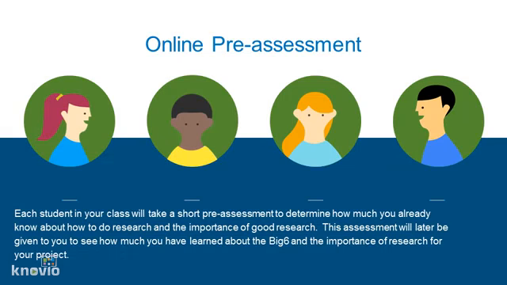Before you start, you're going to be taking a pre-assessment online. Each student in your class will take a short pre-assessment to determine how much you already know about how to do research and the importance of good research. This assessment will later be given to you to see how much you have learned about the Big 6 and the importance of research for your project.